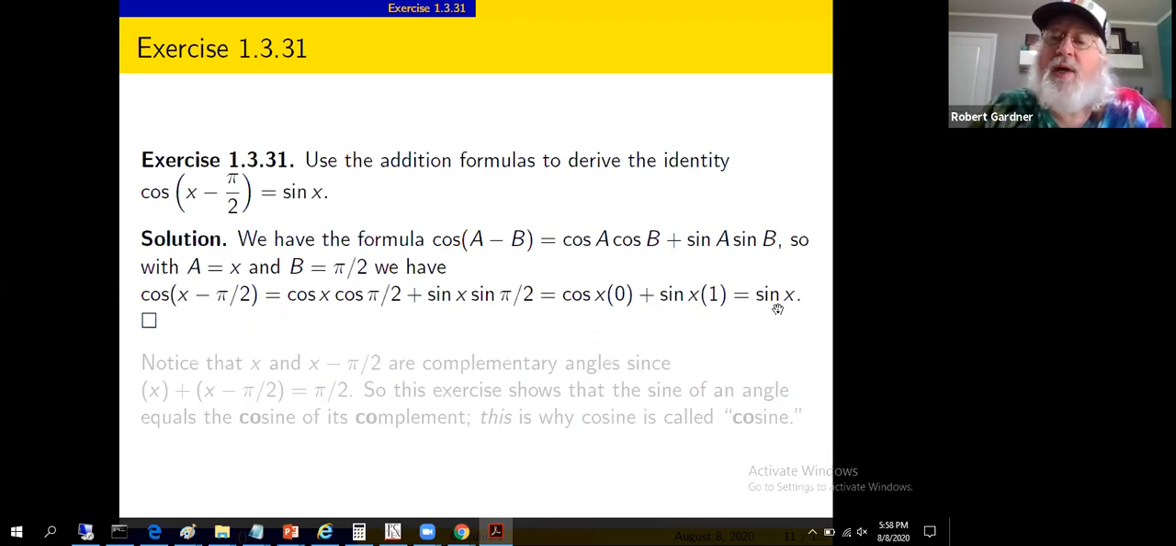And we're just left with a sine of x like we were supposed to. So we just turn the left-hand side of this alleged identity into the right-hand side using a summation formula. That proves that.